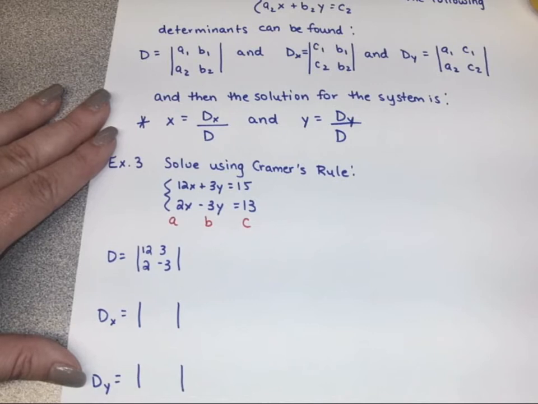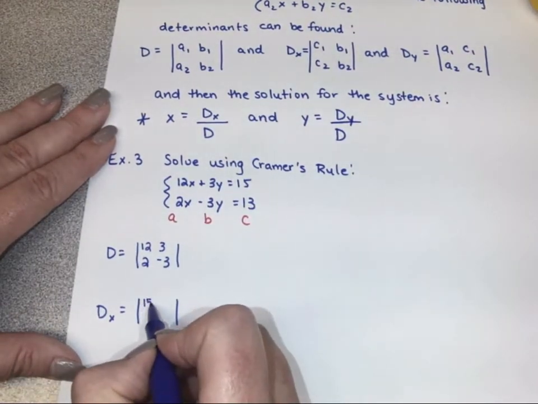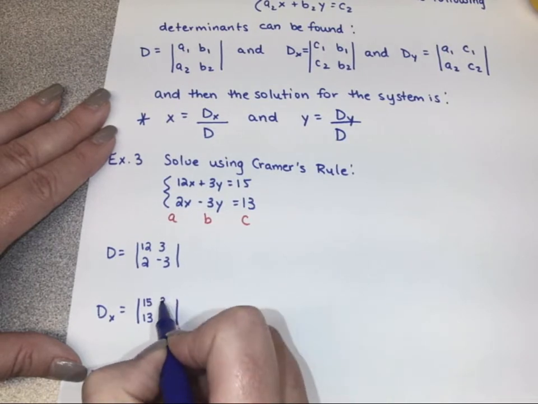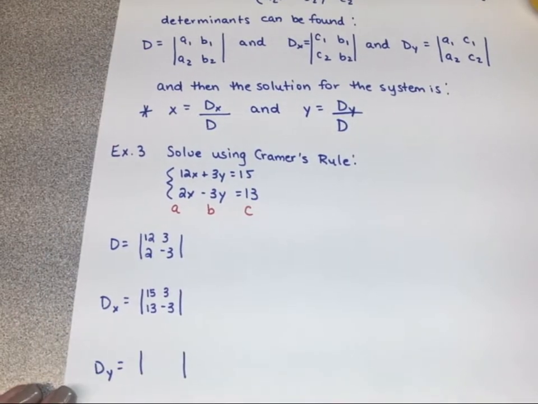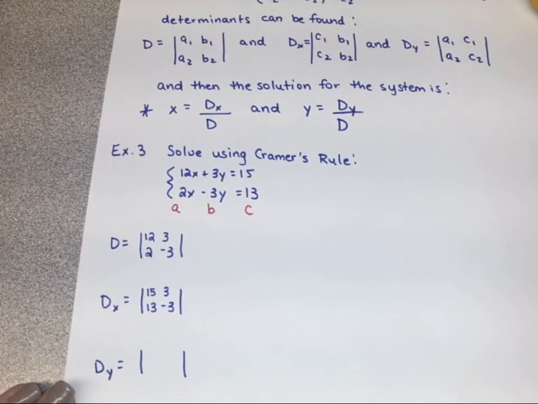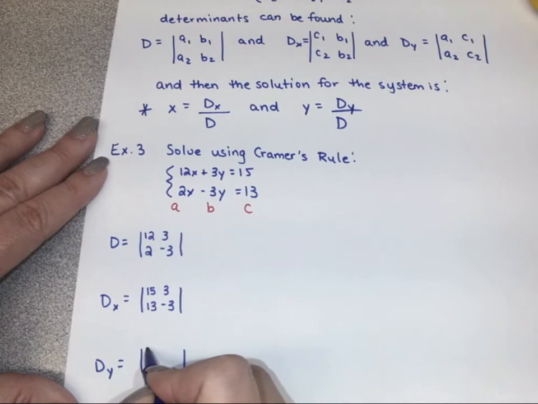Okay? For the x, notice the pattern here is C's followed by B's. So it's going to be the 15 and 13 for the C column, and then 3 and negative 3 for the B column. And then finally, what's the pattern for d sub y? It's still on screen. A's followed by what? C's.